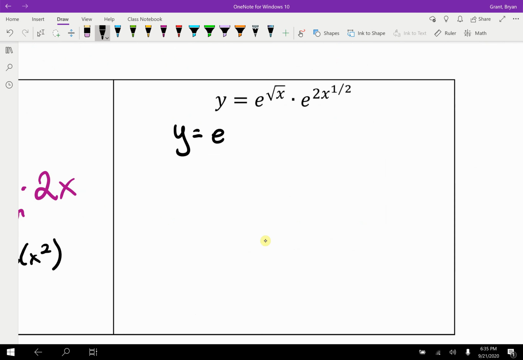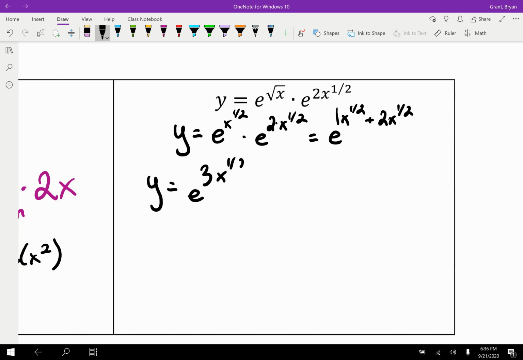I'm thinking we could treat this as e times x to the 1/2 times e to the 2 times x to the 1/2. I see the same base there, which means we can of course add our exponents. Don't forget there's an invisible 1 here. We have 1 of these x to the 1/2 plus 2 more. I think that's going to give us an actual function of y equals e to the 3x to the 1/2. I would much rather take the derivative of this than that. The first one, we need the product rule and the chain rule. Sounds awful. This one I think we can probably tackle just by using our rule for e.